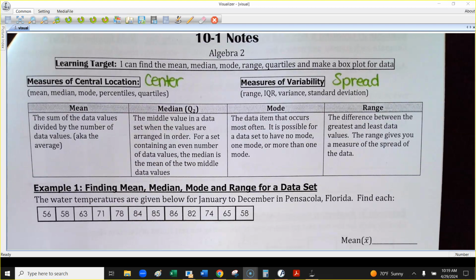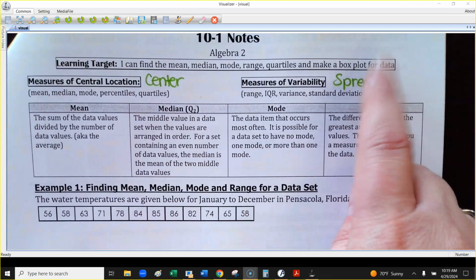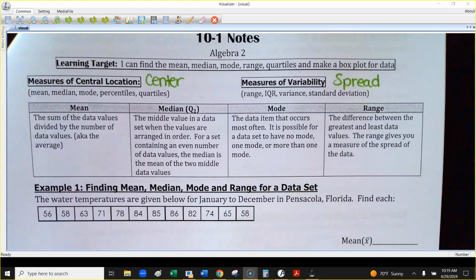IQR stands for interquartile range. We're going to talk about that today. Variance and standard deviation, those are measures of what they call the spread of the data, like how far the data values are from each other. These are the ones, I think, the measures of variability you probably haven't calculated before in a class.